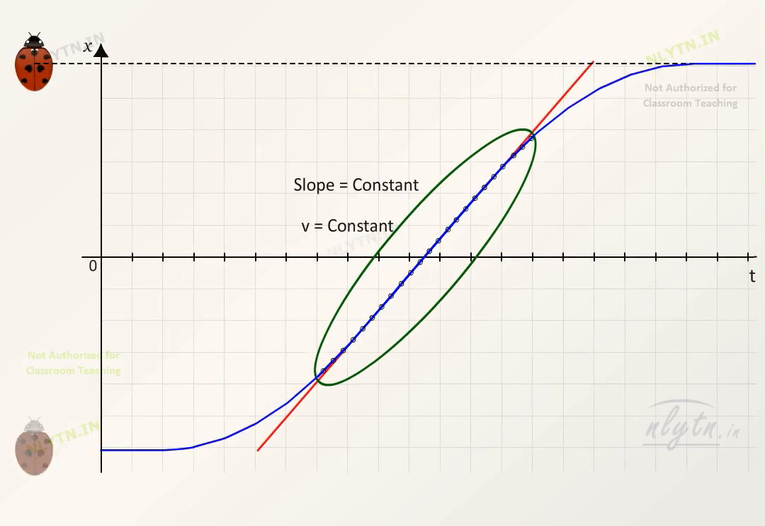If we calculate the average velocity in this region, it will be the same as the instantaneous velocity. Whenever the particle is moving with constant or same velocity, its average and instantaneous velocities are equal. Such a motion is called uniform motion.